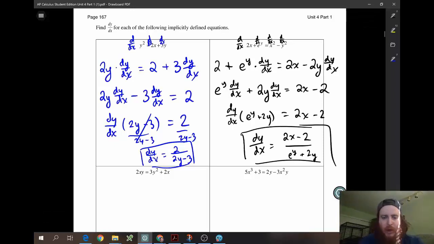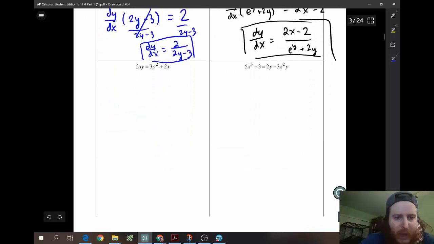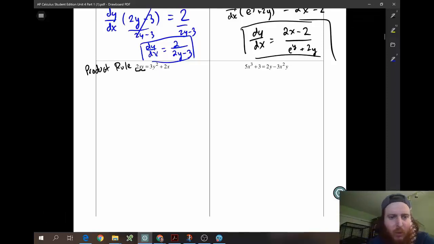Okay, this next one's going to be a little bit harder. And that's because we see that we have x times y. So this is going to be x times y. That's going to be our product rule. And product rule is a little bit tricky the first time you see it. But once you get the hang of it, it's not too bad with implicit. So what does product rule say? It says to take the derivative of the first, leave the second alone, and then add on, leave the first alone, the derivative of the second.